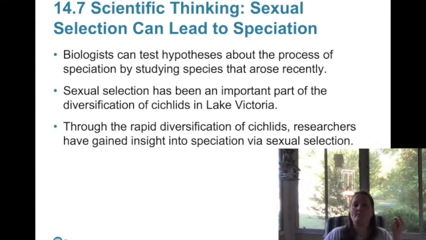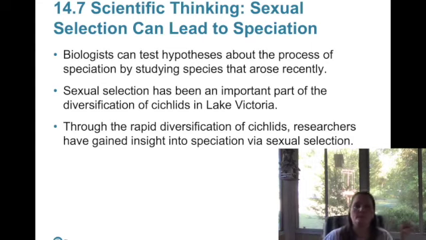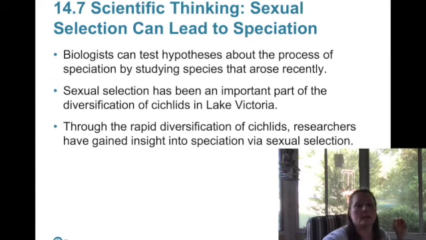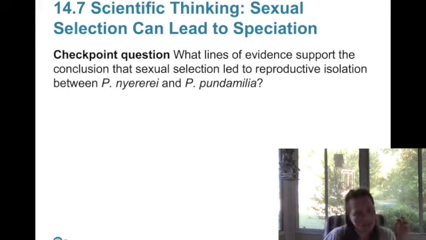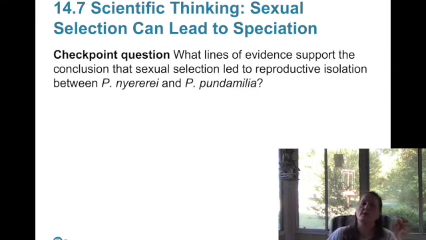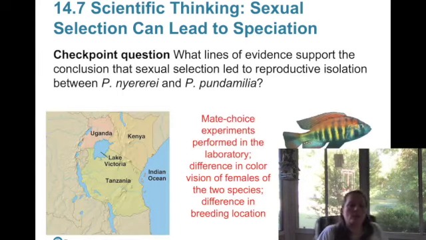Biologists can test hypotheses about the process of speciation by studying species that arose recently. So what they do is they look at the more recent species in order to figure these out. Cichlids, it's a type of fish. That's what they tend to work on here to figure out about sexual selection. Now, what lines of evidence support the conclusion that sexual selection led to reproductive isolation between these two fish? Here you go. These are the two fish in question.